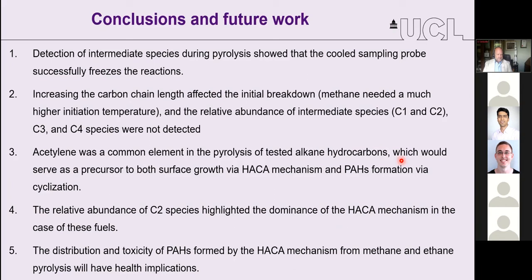Third, acetylene was a common element in the pyrolysis of these tested alkane hydrocarbons, which would serve as a precursor to both surface growth via the HACA mechanism and the PAH formation via cyclization. Fourth, the relative abundance of C2 species highlighted the abundance of the HACA mechanism in the case of these fuels. The distribution and the toxicity of the PAHs formed by the HACA mechanism from methane and ethane pyrolysis will have health impacts. In the future, we will analyze butane and some oxygenated fuels and we will compare them.